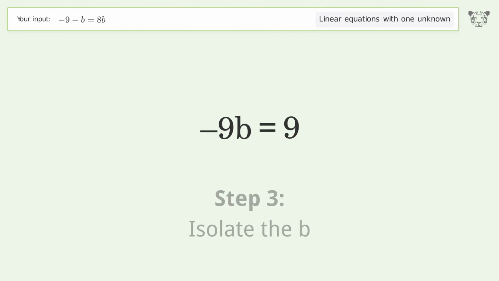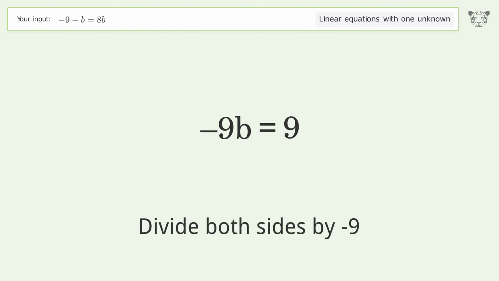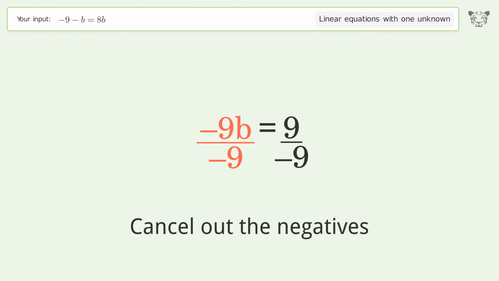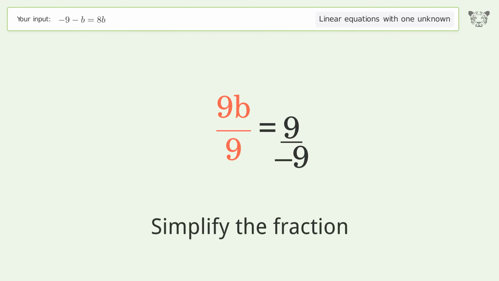Isolate the b. Divide both sides by -9. Cancel out the negatives. Simplify the fraction.